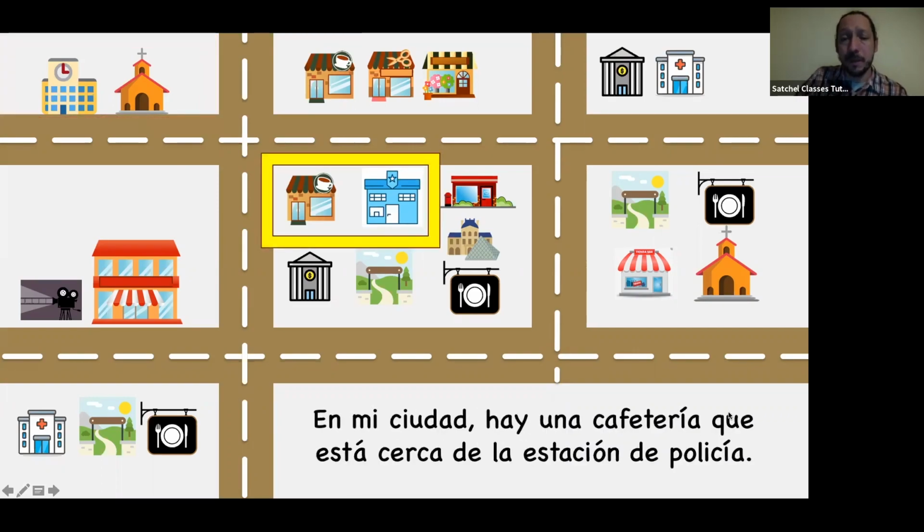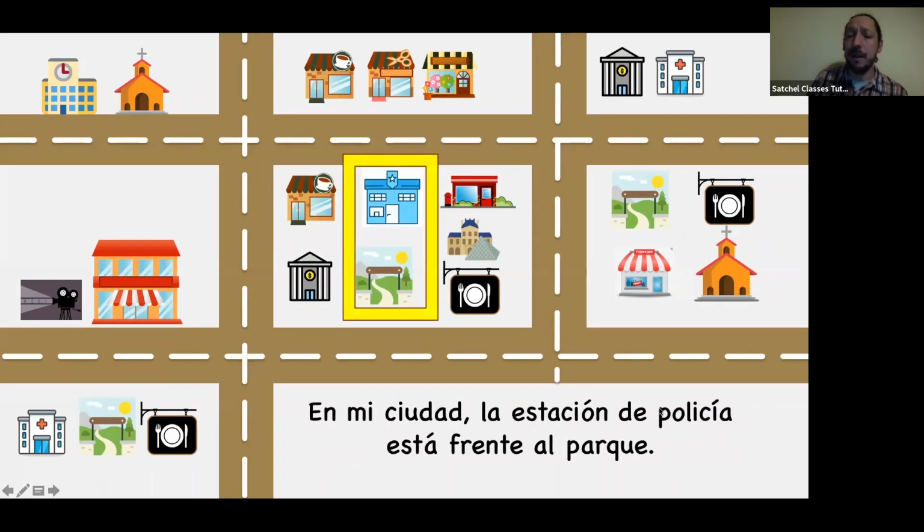En mi ciudad hay una cafetería que está cerca de la estación de policía. Now, I want you to look at that sentence. It's a very rich, beautiful, big sentence that you can use when you're doing your writing exercise at school. It has lots of elements, and hopefully by now you'll see lots of them that are very familiar to you, that you know what they mean. And I will repeat the sentence so you can practice your pronunciation with me. En mi ciudad hay una cafetería que está cerca de la estación de policía. Right, next one.